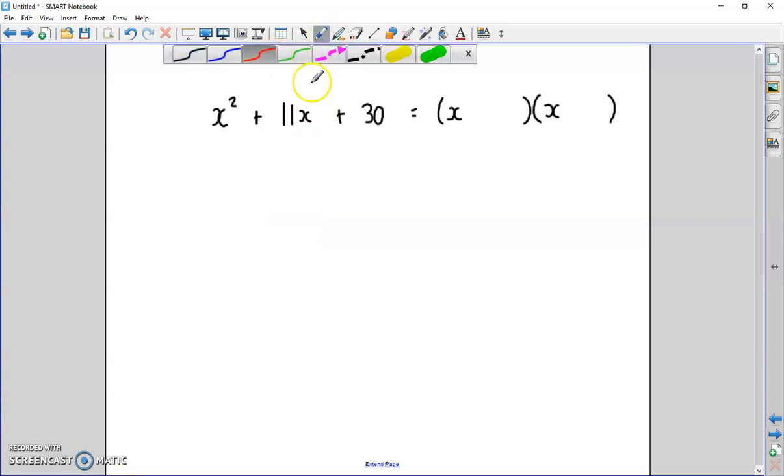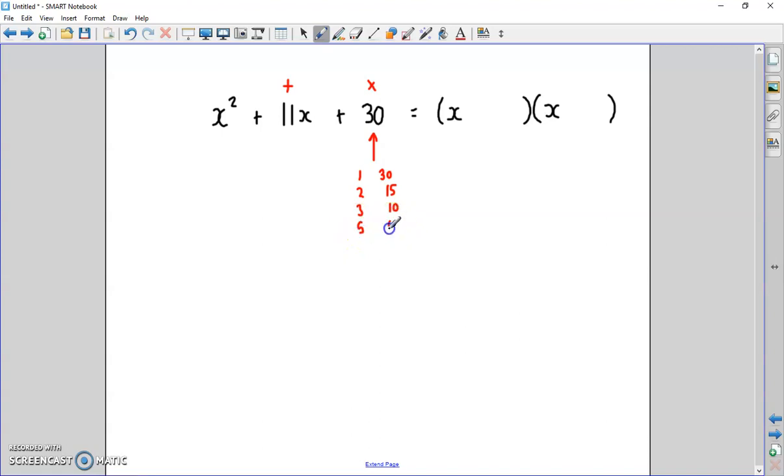To work out what the numbers are in the brackets, we'll have to go back to the rule we were using a second ago. Two numbers that add to make 11 and times to make 30. I would concentrate firstly on that. Now, things that multiply to make 30. 1 times 30, 2 times 15, 3 times 10. It helps if you can do them in order. 5 times 6. That's all of the pairs. That's all of the factors of 30.